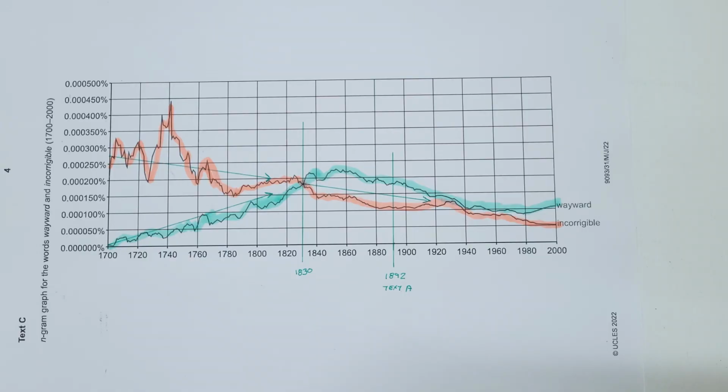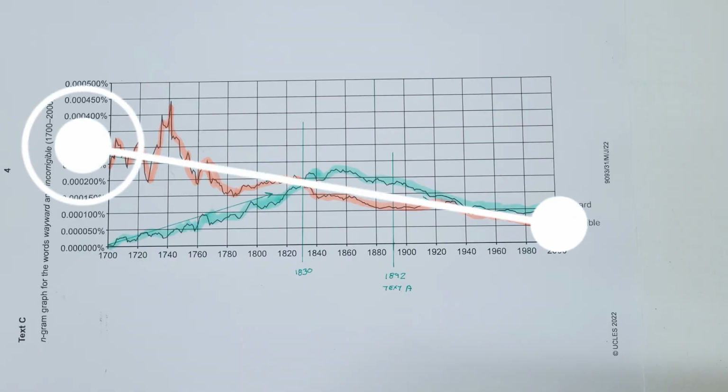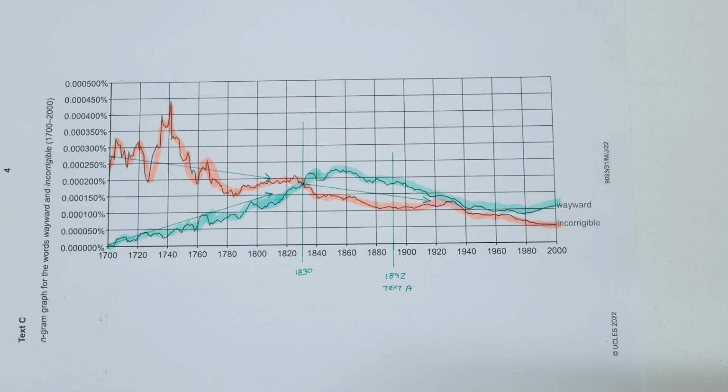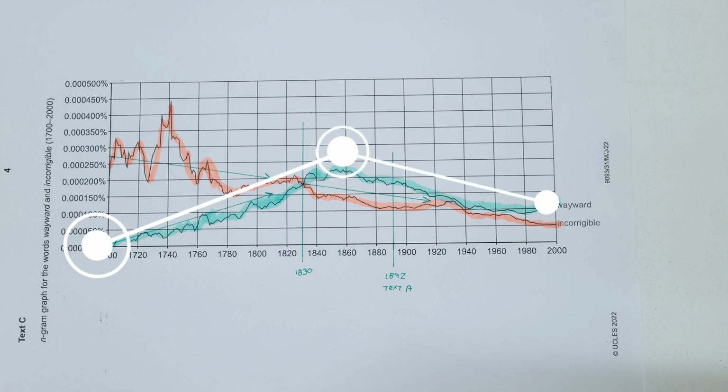The trend for incorrigible is actually consistent. It starts high and slowly declines over time. The trend for wayward is slightly different. It starts low, peaks at a point of roughly around 1850, but then follows behind incorrigible and decreases as well.